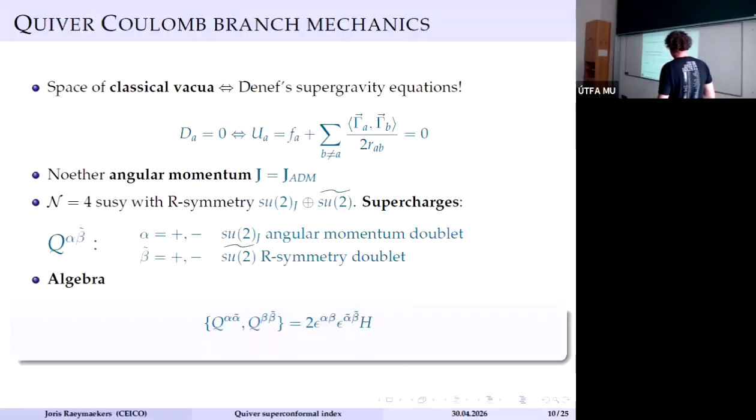And this theory has four supersymmetries, and has also R symmetry, which forms two SU(2)s. The first SU(2) is just the SU(2) of spatial rotations. The second one is sort of an exotic one, which only acts on the fermion degrees of freedom. And the supercharges in the theory are labeled by two doublet indices. So they're doublet in the first and doublet in the second.